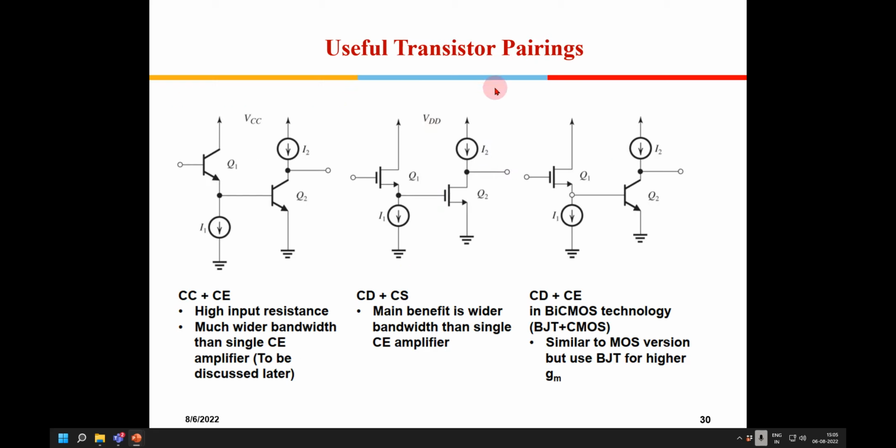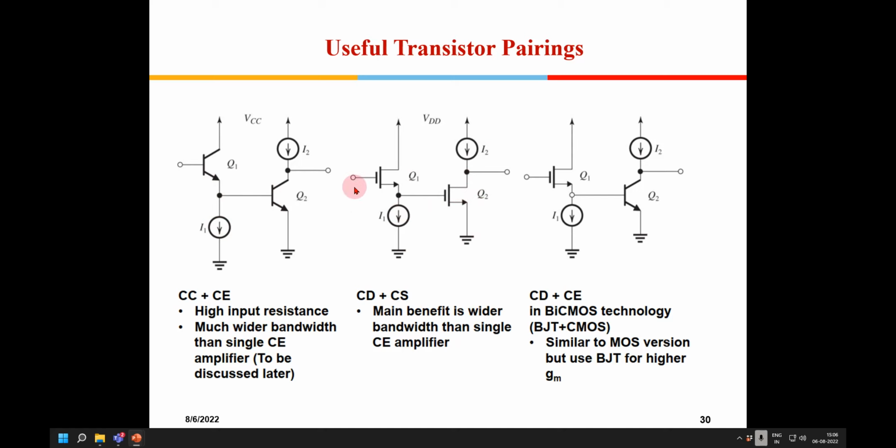So these are some of the other useful transistor pairings. This is known as CC plus CE, okay. So it has a higher bandwidth. So different configurations are used, okay. This is CD plus CS, okay.